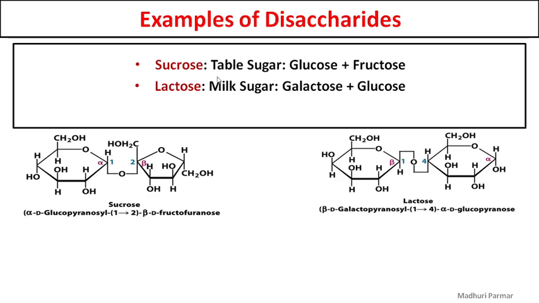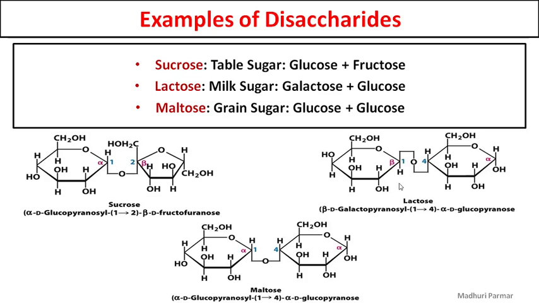Then you have lactose, which is milk sugar. It is made up of galactose plus glucose. What I suggest to my students is to remember galactose first and glucose later, because that is how the molecule is forming. You have galactose coming first, followed by the glucose, and there is a bond between them. That bond is 1,4 type. The first carbon of galactose and the fourth carbon of glucose will form a bond, and this is what is giving you lactose.